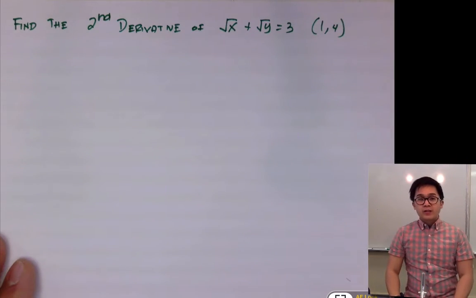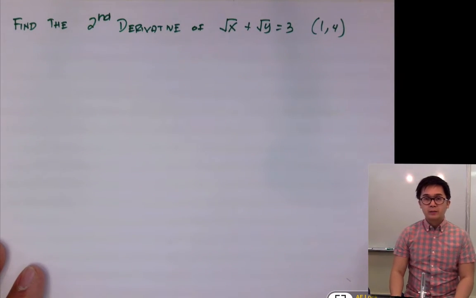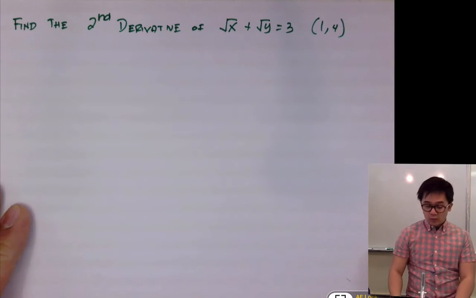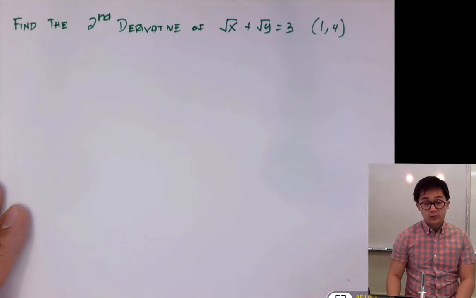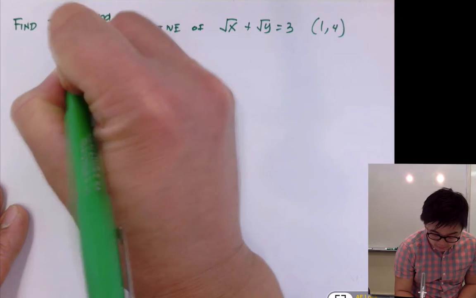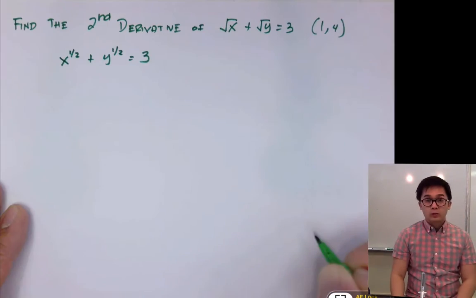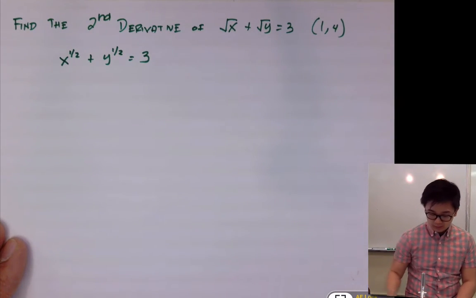So now we're going to find the second derivative of square root of x plus square root of y equal to 3 at a given point, which is (1, 4). So let's start with our first derivative. And before I move on to my derivative rules, I'm going to change my function into x raised to 1/2 plus y raised to 1/2 equal to 3, so I can use the power rule for my derivative function in a little while.